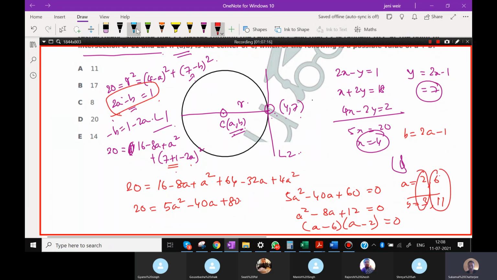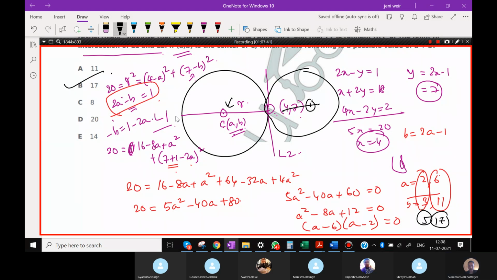The reason is that there can be another circle on the other side. So there can be two solutions, one here and one here. So of the two solutions, they're asking for the value of a plus b, which is either 5 or 17. So here the value is given as 17.